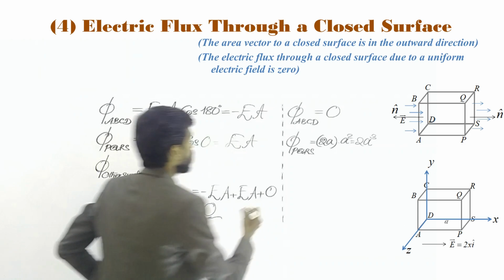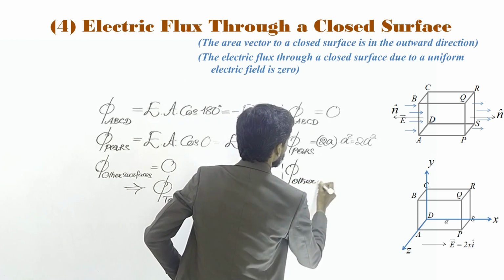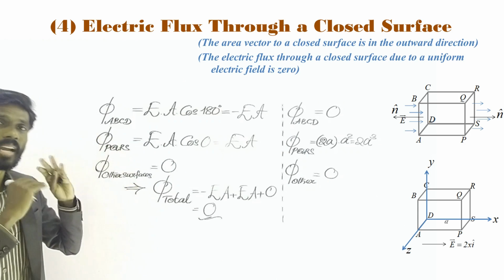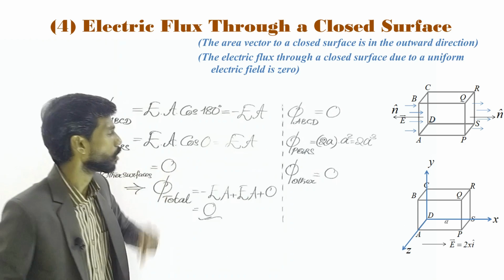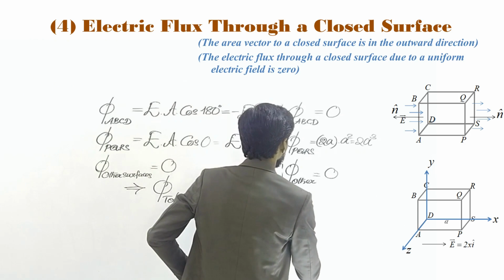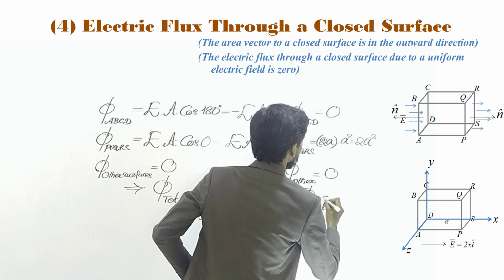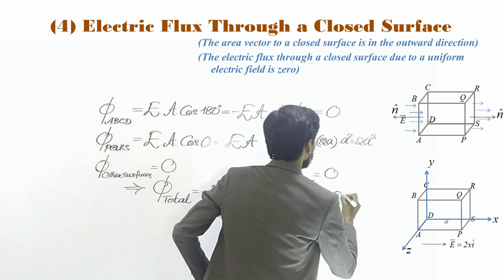Now similarly, what is the flux through the other surfaces? That is 0, just like this, because all the surfaces are parallel to the electric field. So that is 0. Now what is the total electric flux here? It equals 0 plus 0 plus 2A cube. So that is 2A cube, that's all.